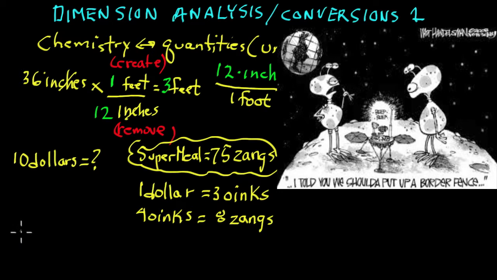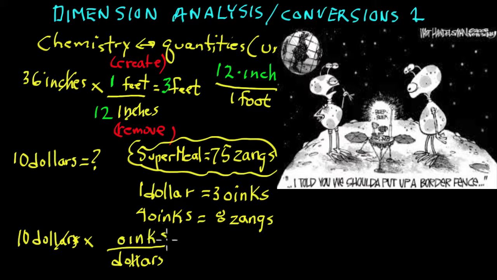We start off using dimensional analysis with $10. We put what we want to get rid of in the denominator. We want to get rid of dollars. Dollars are gone, and we look up here. The only thing we have in the conversion factor for dollars is oinks. Notice I didn't put the numbers in first. Don't put the numbers in. Put the units in. Now we put in the numbers, 3 for the oinks and 1 for the dollar. So now we know our $10 are worth 10 times 3, 30 oinks.